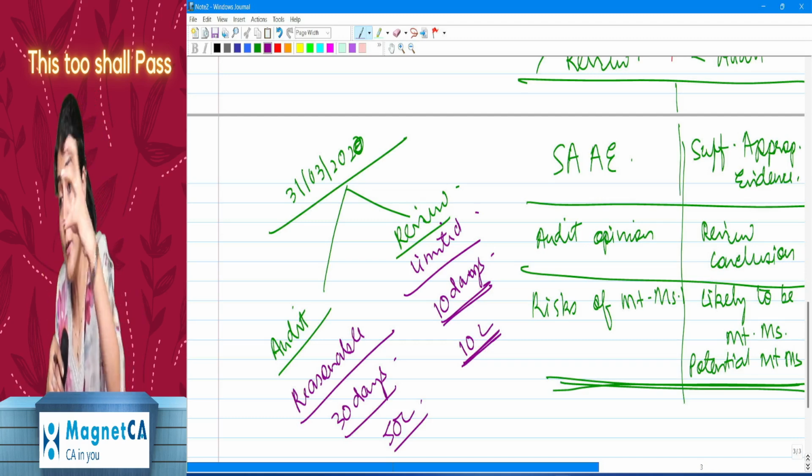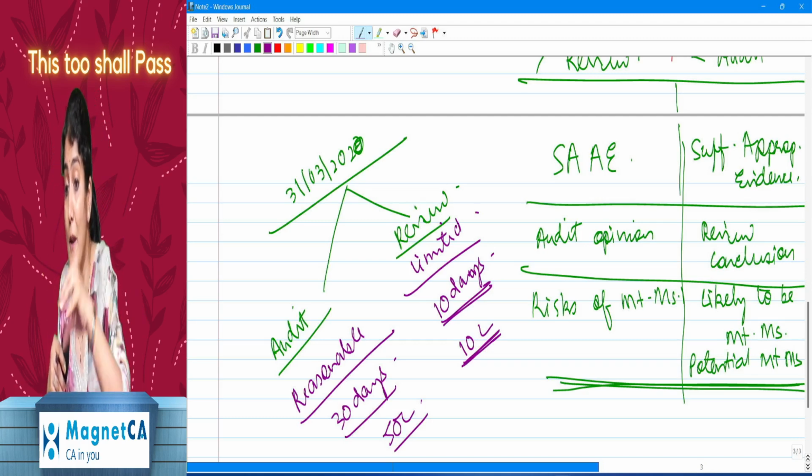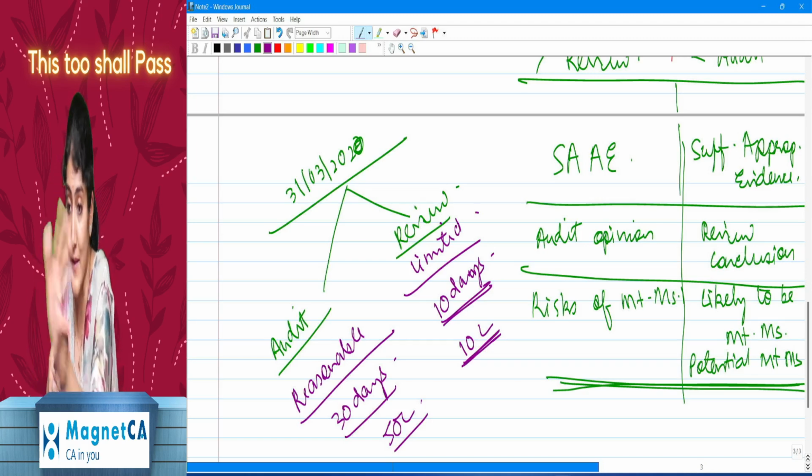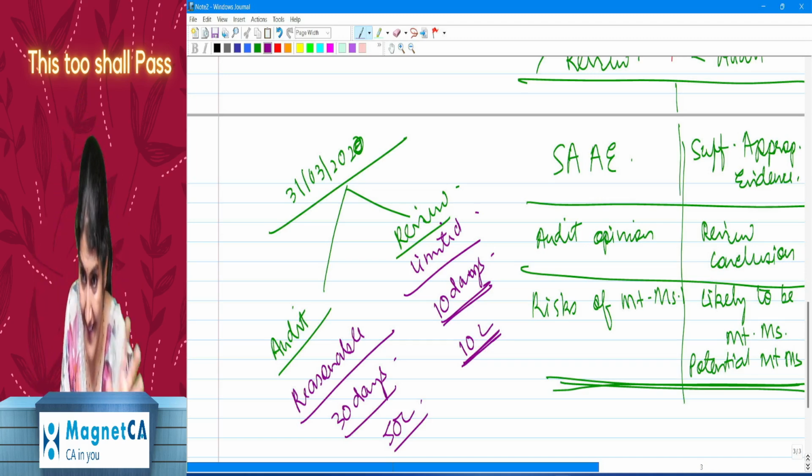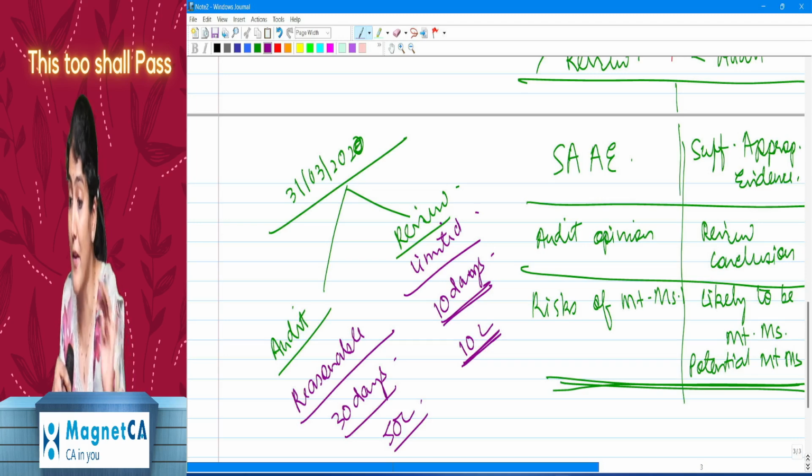Now, where an audit is required, but the client doesn't want to spend 50 lakh, that is why they say we'll get a review done. It's not a substitute. Getting a review done is not a substitute for getting an audit done, where audit is required by the law.